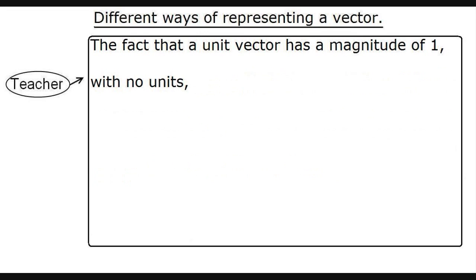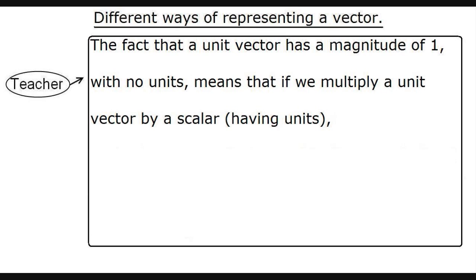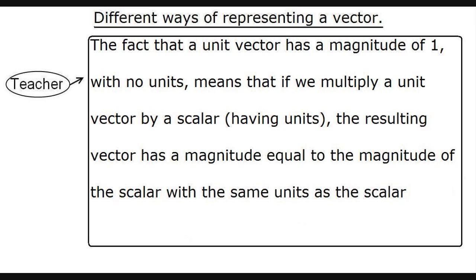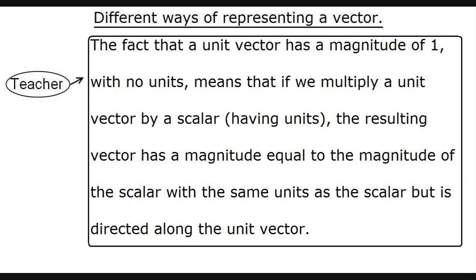The fact that a unit vector has a magnitude of 1, with no units, means that if we multiply a unit vector by a scalar having units, the resulting vector has a magnitude equal to the magnitude of the scalar, with the same units as the scalar, but is directed along the unit vector.